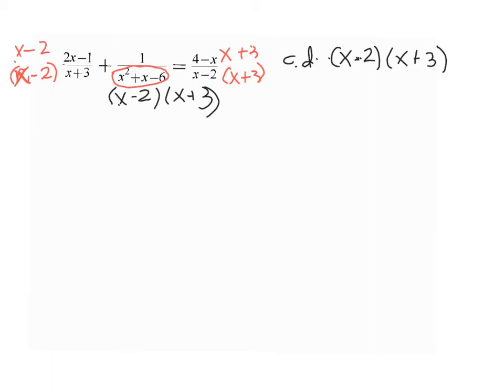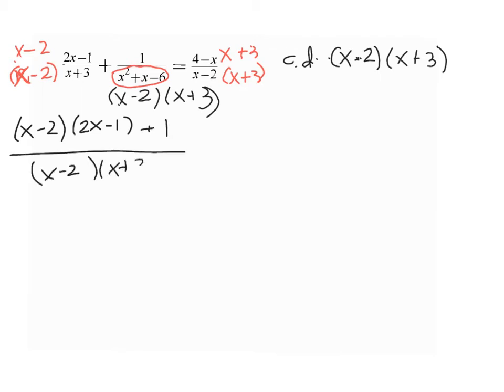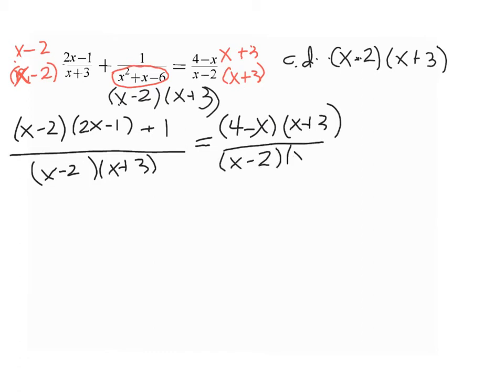Okay, and now I'm going to rewrite what I have with our common denominator. So in the numerator here, I have x minus 2 times 2x minus 1 plus 1 all over our common denominator, equals 4 minus x times x plus 3 all over our common denominator. Okay, so here's the step now where we multiply both sides by the common denominator. Over here too, pretend I'm multiplying, and then these cancel. We have to go back to them, but to solve, we don't need them.